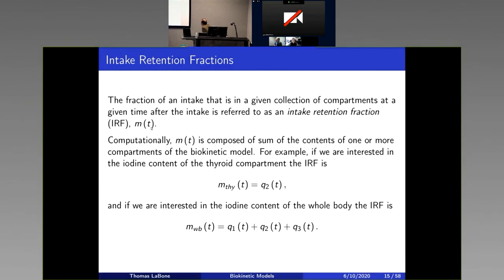And so computationally, this little m at time t is the sum of whatever compartments we think we're measuring with our bioassay method. If we're interested in thyroid count, which tells us how much iodine's in the thyroid, then we're interested in just compartment Q2. That's the thyroid, and so that's basically the IRF for it. But if for some reason we were doing whole body counting for radioiodine, we would have to sum up compartments 1, 2, and 3, and that would be the IRF for the whole body count.